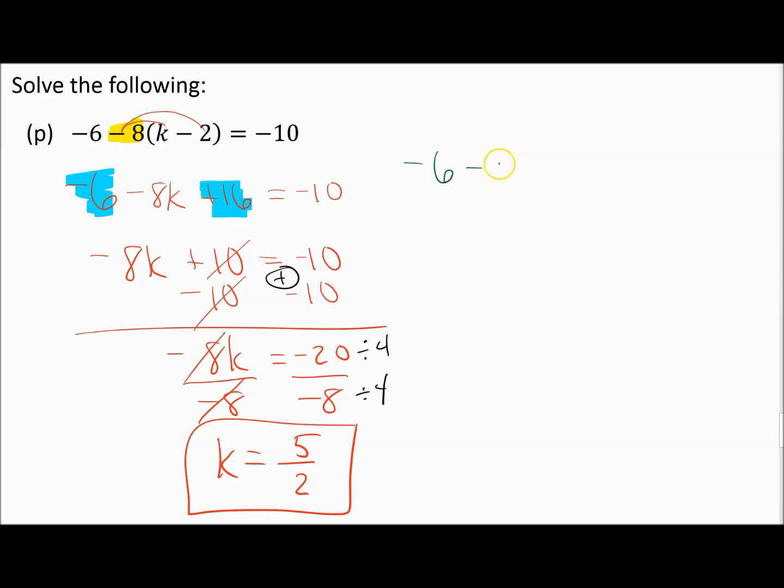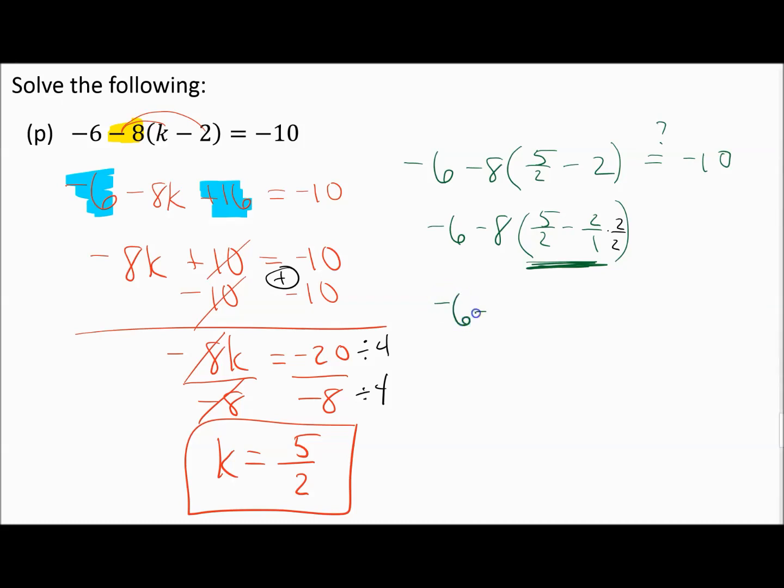So negative 6 minus 8, 5 halves in place of my k, minus 2, does that really equal negative 10? Well, let's find out. So negative 6 minus 8, by the way, you cannot do that operation because multiplication comes before subtraction. What I have to do is find a common denominator to do this subtraction right here. So my common denominator is 2, right? So I need to multiply this 2 by 2 over 2.